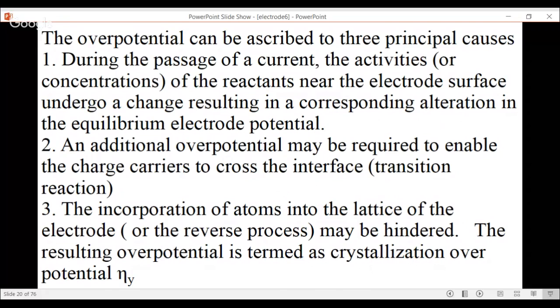Additional overpotential may be required to enable the charge carriers to cross the interface. That is the transition reaction. The transition reaction is electron transfer from the electrode to the electrolyte or the electrolyte to the electrode. Then there is the incorporation of atoms. For example, take a copper 2 plus ion getting deposited on copper: the copper 0 has to get into the lattice. The resulting overpotential is called the crystallization overpotential.